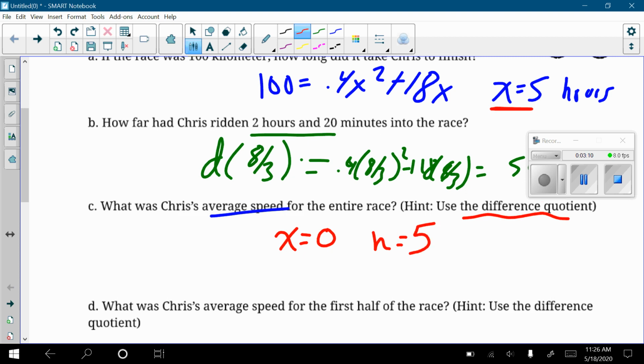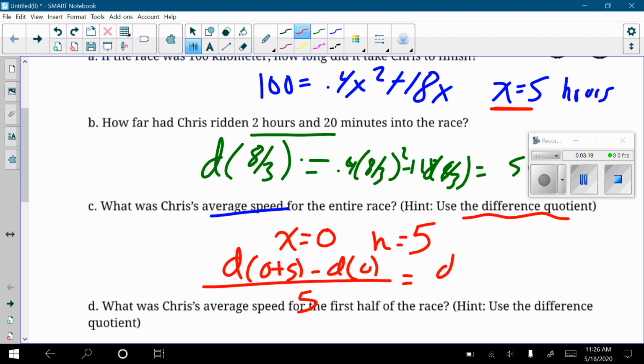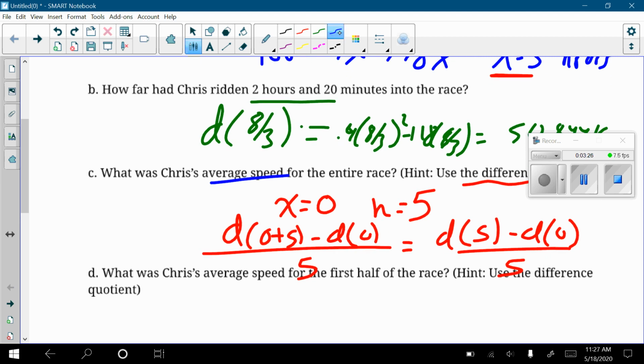5. Now I'm going to do my difference quotient. D of x plus h minus d of x all over h. Okay, so it's d of 5 minus d of 0 divided by 5. What's d of 5? How far had he gone after 5 hours? Well, he'd done the whole race. He'd gone 100 kilometers. How far had he gone after 0? Well, he hadn't gone anywhere. Divided by 5, 20 kilometers per hour. Okay. Oops, sorry. Second one.